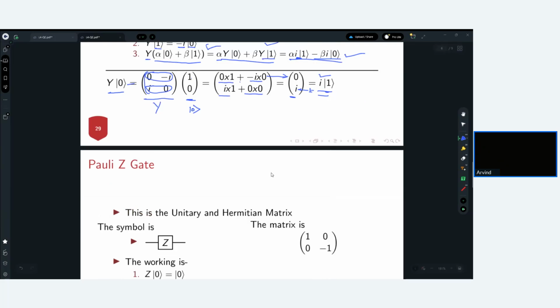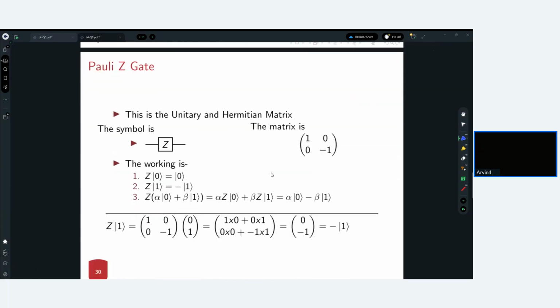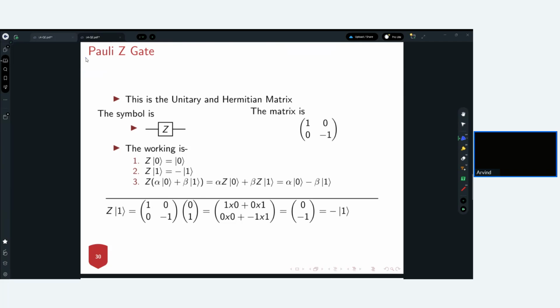Similarly, there is another gate, we call it the Pauli Z gate, and the symbol for the Pauli Z gate is like this, which takes one input and converts that input into the output. It is also a unitary and Hermitian matrix. The matrix of the Pauli Z gate is: the first column is 1, 0 and the second column is 0, minus 1. The size of the Pauli Z gate is again a 2 by 2 matrix.